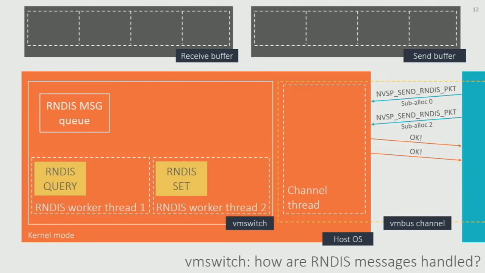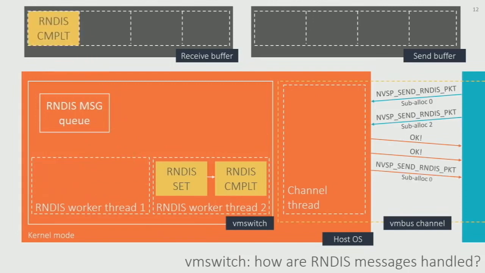So then they're going to be used there, they're going to be copied out of the queue, they're going to actually be handled, and then the results are going to be copied into the receive buffer by the actual worker thread as opposed to the VMBus thread.